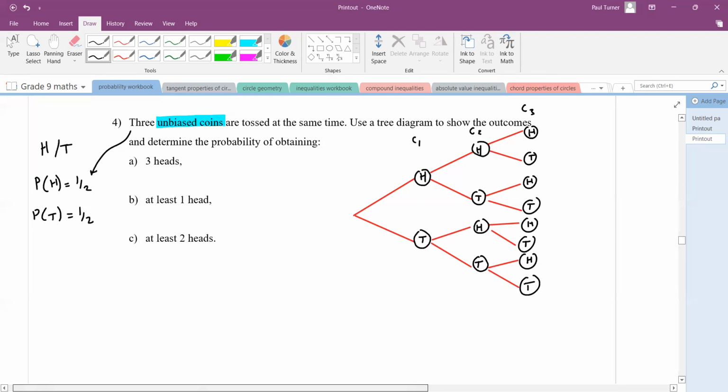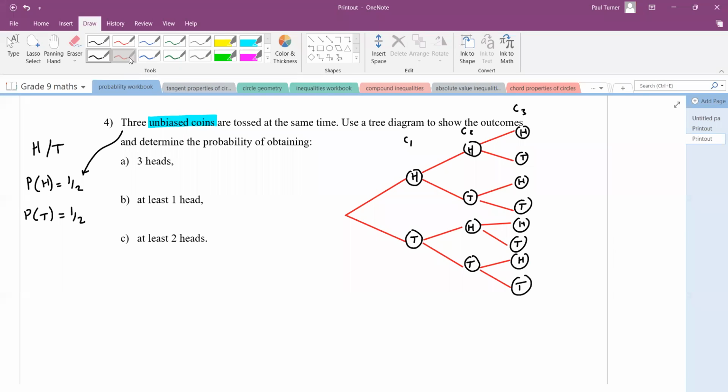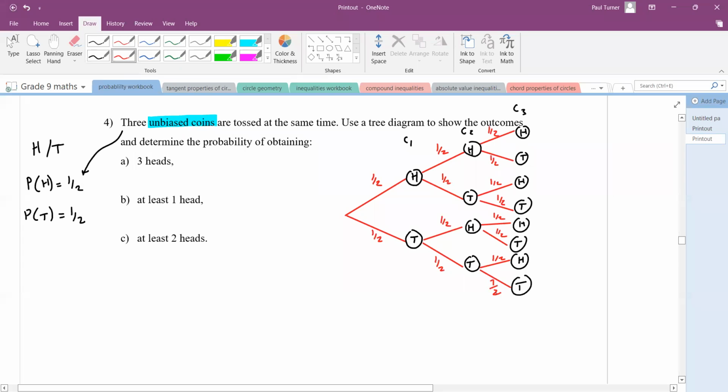And to do that, we've got to put our probabilities on next. So your chance of a head or tail is a half. And what happens on this coin doesn't affect the next coin. So these remain as half. So these events are independent. That will be half. And then we go down the last branch. Half, and half at the last one.